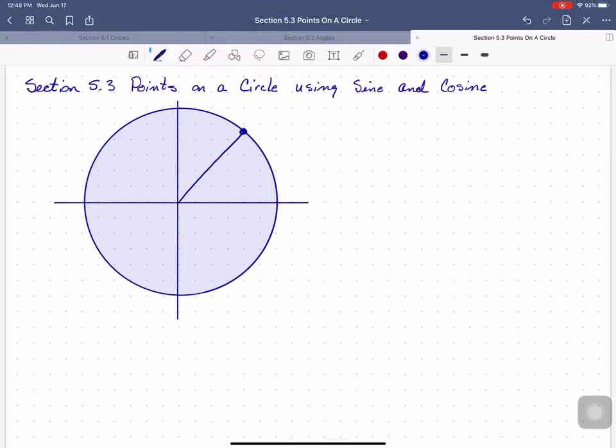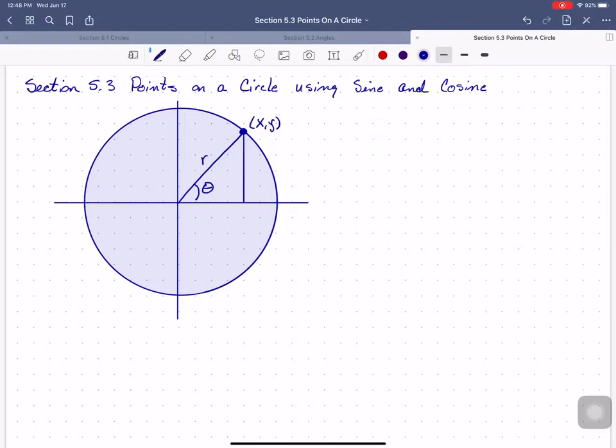Suppose I've rotated some angle theta, and that got me to this point, x, y, on my circle. My circle has radius r. There is a relationship between that angle and those coordinates, and that's what we're going to develop in this video. So I'm going to drop a vertical straight down from that point to the x-axis.